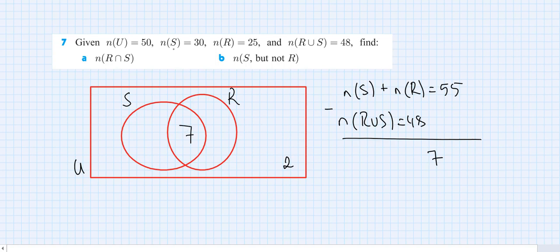So if it's 7, I already have in S 30 elements. Only in S will be 23. And only in R it will be 18. Now based on the graph, let's try to answer the questions. What does it say? The number of elements in their intersection. We already had seen it, 7. And in part B, the number of elements in S but not R, which gives us 23.